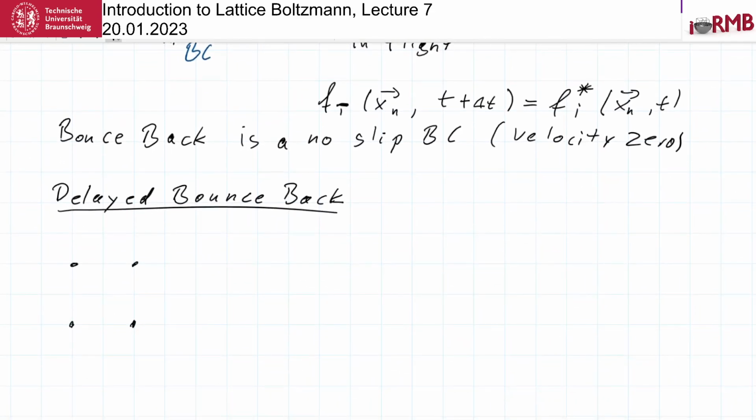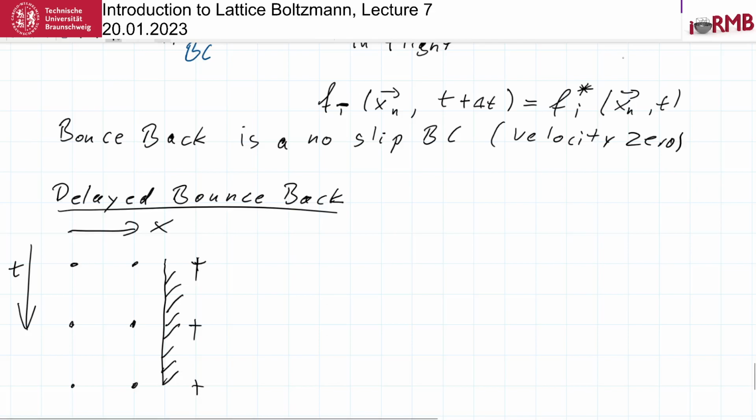To draw this a little bit further down. And this is the so-called delayed bounce back. So again, we have x here and we have t here. And again, we have here the would-be nodes, and here's the wall. So what we do in this boundary condition is we let the distribution actually go into the wall, and from here we let it go out of the wall again.